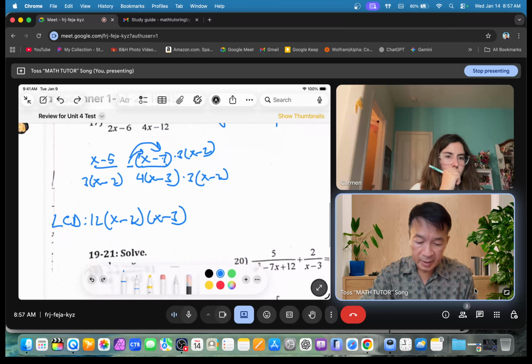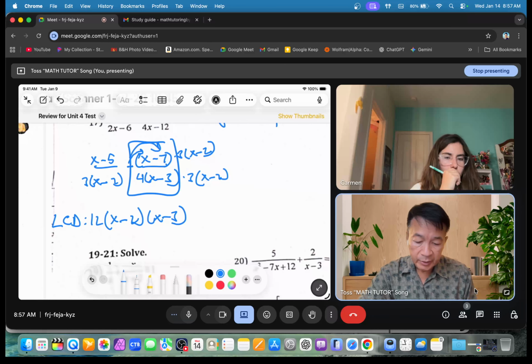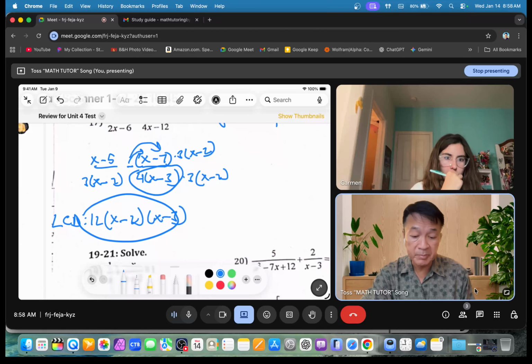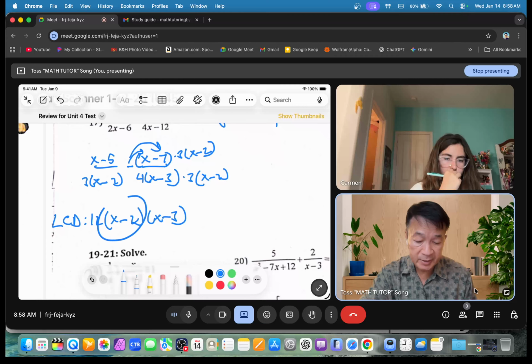Okay, because if you look at this fraction, you don't have the common denominator yet, the LCD. The original denominator is here, but I need to make it look like the least common denominator. So I times it by 3, and I times it by what's missing, the x minus 2. Right here. You see that?